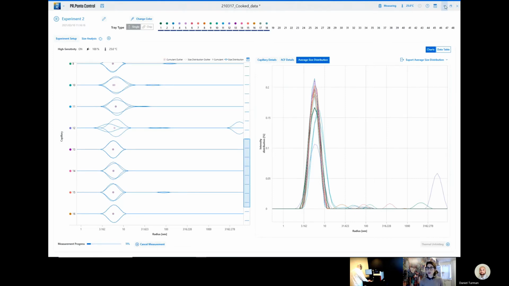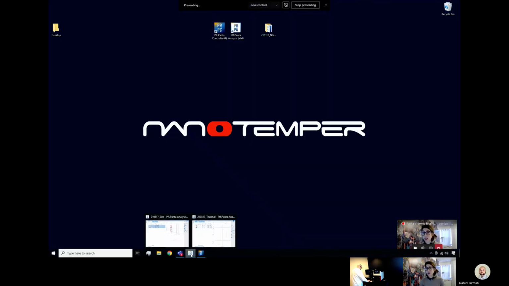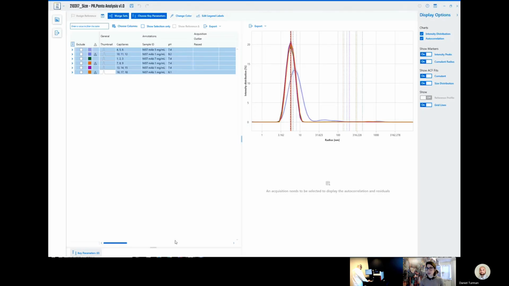And as Dan's pulling that up, this size analysis measurement that we're doing is high sensitivity, as he mentioned, and for 18 capillaries should take roughly 15-ish minutes. So it's still a pretty quick measurement, even with high sensitivity, doing 10 acquisitions per capillary. Definitely. And you can see your progress here. It's actually going through and telling you what capillary it's on, what acquisition at that capillary it is.